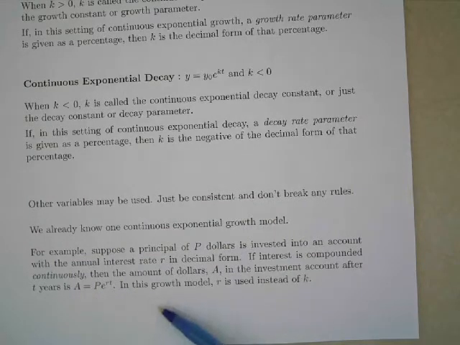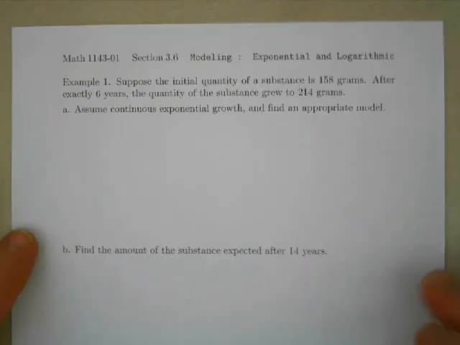And in this growth model, R is used instead of k. But if R is positive, which it should be if your investment is growing, then R is the continuous exponential growth constant. But in this setting, it's referred to as the interest rate in decimal form. In the next page, we will do some examples.